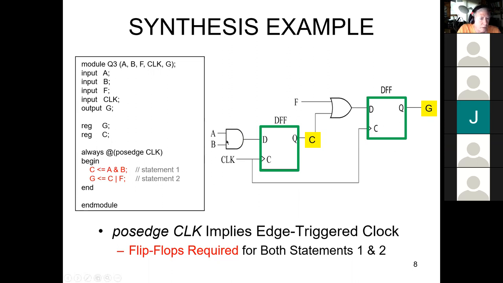You're not making a cascade of two gates. You're interjecting two flip-flops when you put it in an always block. And that's why when you use an edge signal and you use non-blocking, then the synthesizer is going to try and interpret that as a sequential device.